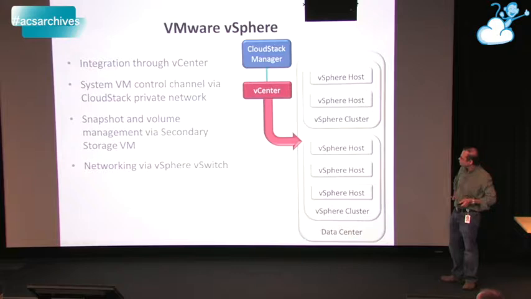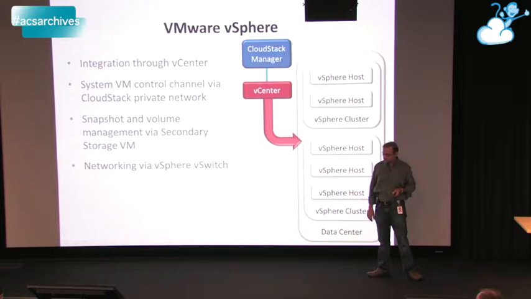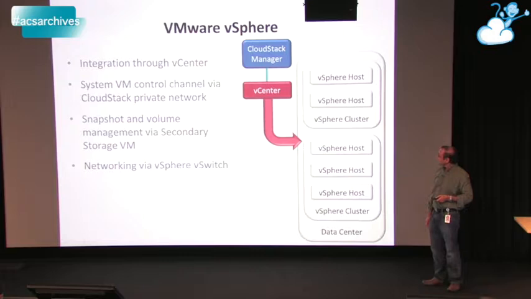For VMware vSphere, because vCenter allows you a lot of fantastic tools like migration, DRS, fault tolerance, we talk to vCenter. Don't try to bypass it. And there's a native HTTP API to vCenter that we talk to.